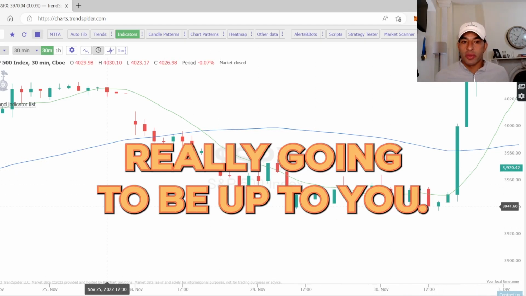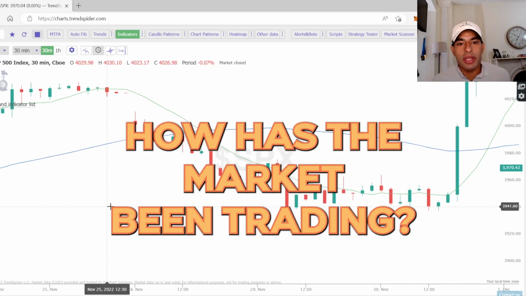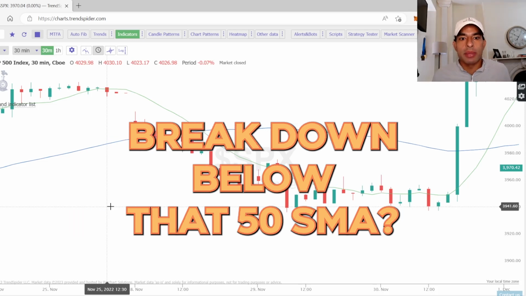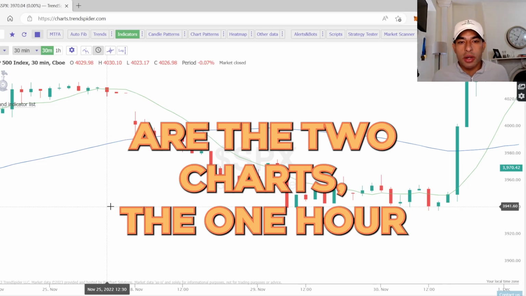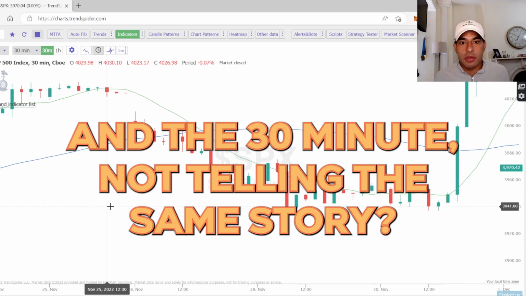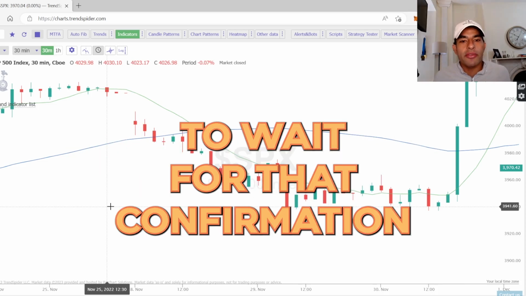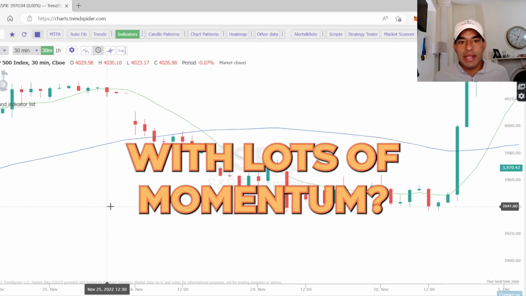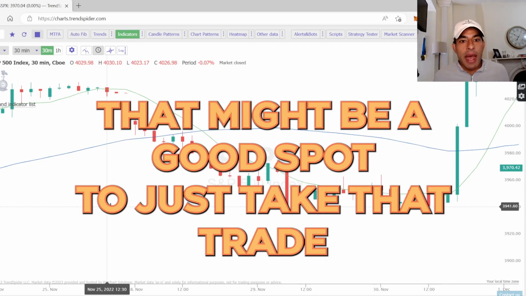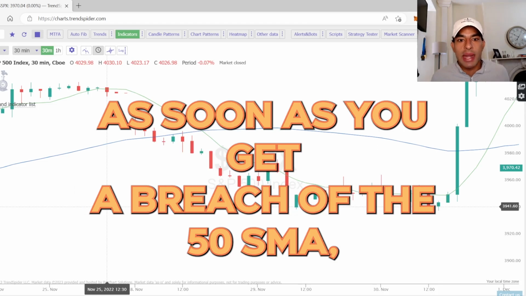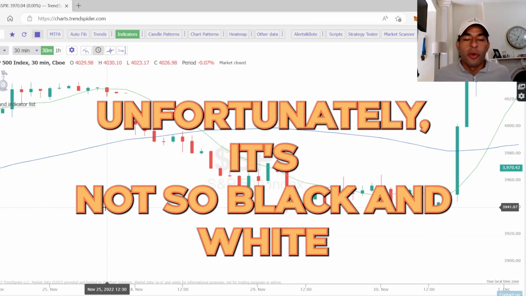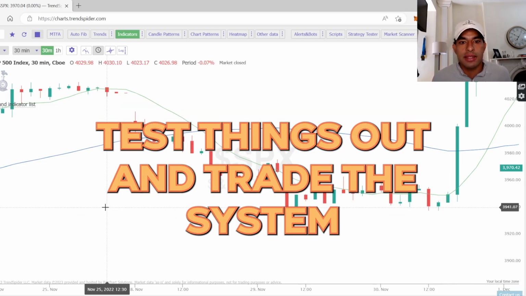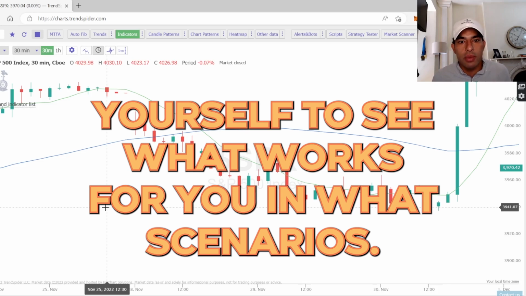In these scenarios, it's really going to be up to you. How has the market been trading? Has it been a choppy market? Are you afraid that there's going to be a fake breakdown below that 50 SMA? Are the two charts, the 1 hour and the 30-minute, not telling the same story? That's probably a good spot to wait for that confirmation of that candle close. Has this been a trending market with lots of momentum? That might be a good spot to just take that trade as soon as you get a breach of the 50 SMA. Unfortunately, it's not so black and white, and you're going to have to test things out and trade the system yourself to see what works for you in what scenarios.